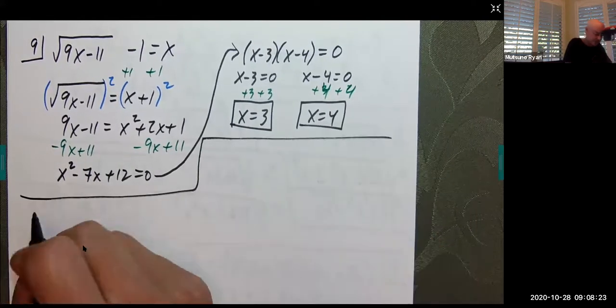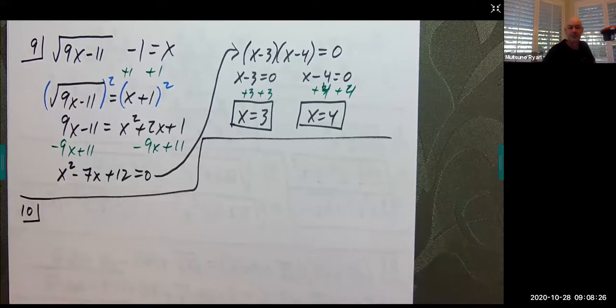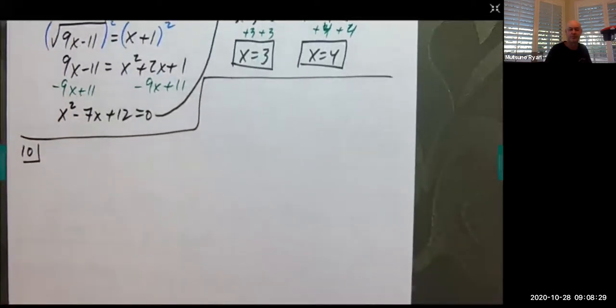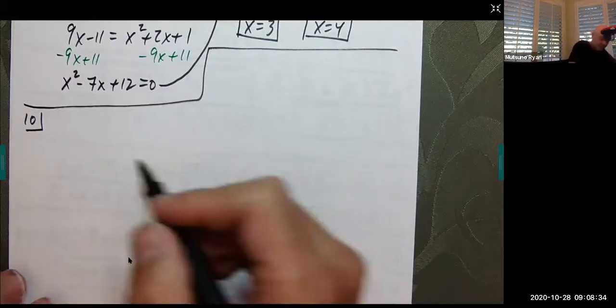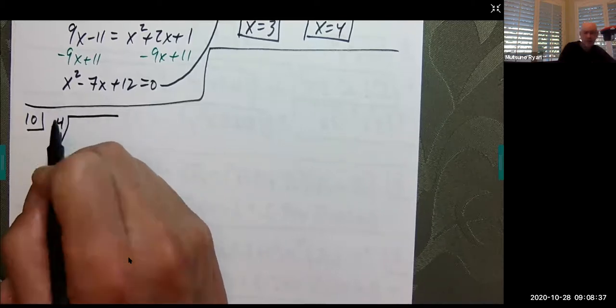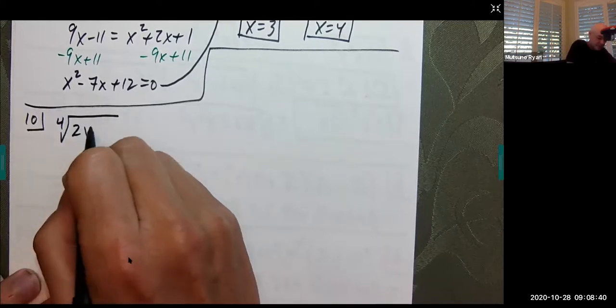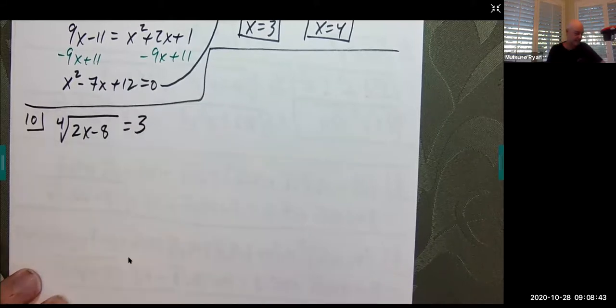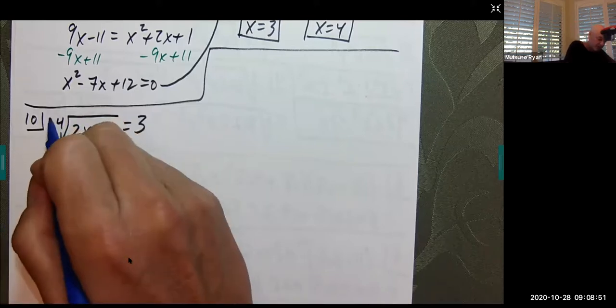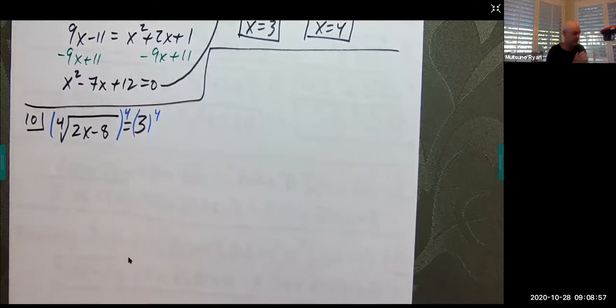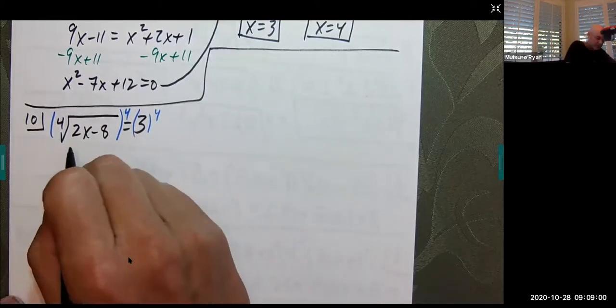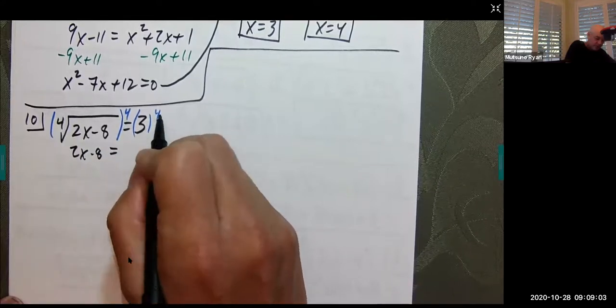Next up, we got 10. Which is the 4th root, 2x minus 8 equals 3. Now that I have a 4th root, that means to get rid of that, I need to raise everything to the 4th power. Three to the 4th power is 81.